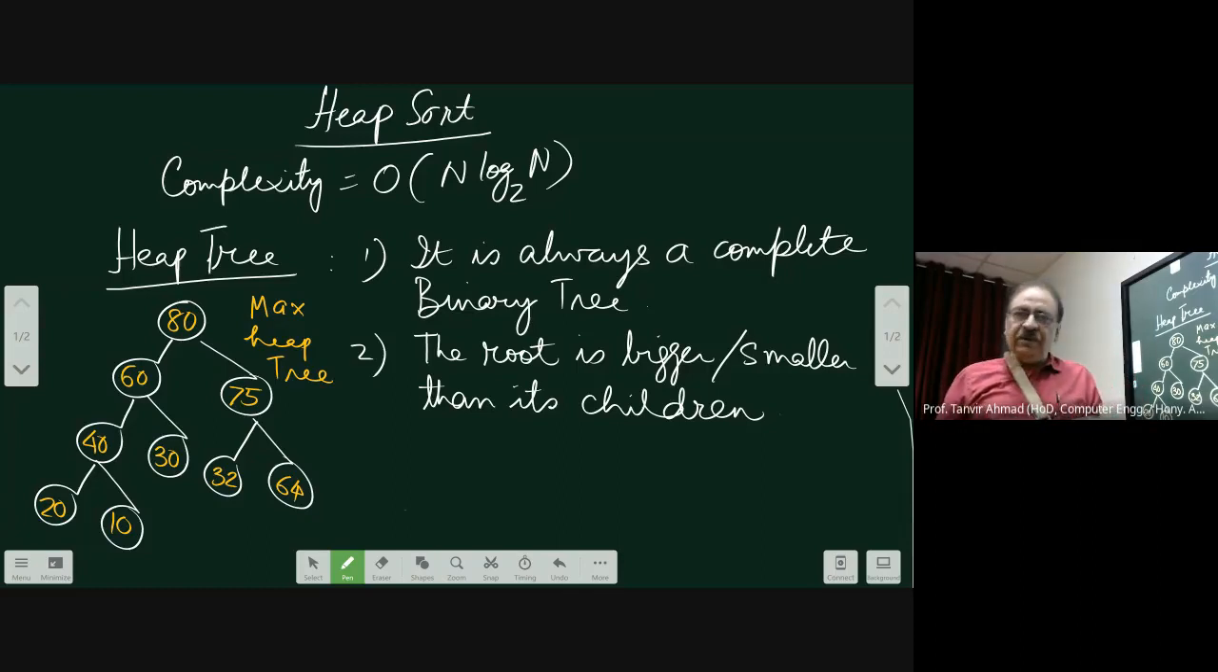In a min heap, you create a tree such that the root is smaller than all its children, and this definition will recursively hold. Now if you are going to use this tree, this will be a max heap tree. Okay. Now the question is how to maintain the memory. Obviously, you can maintain it as an array.